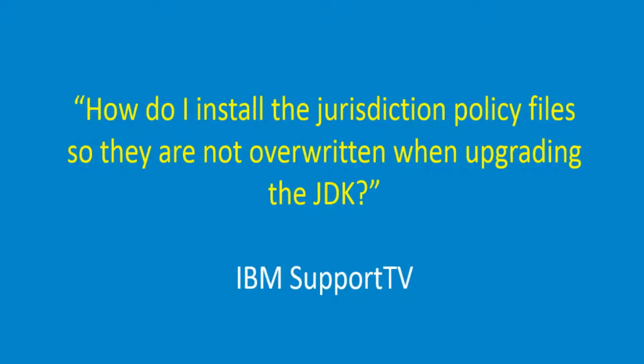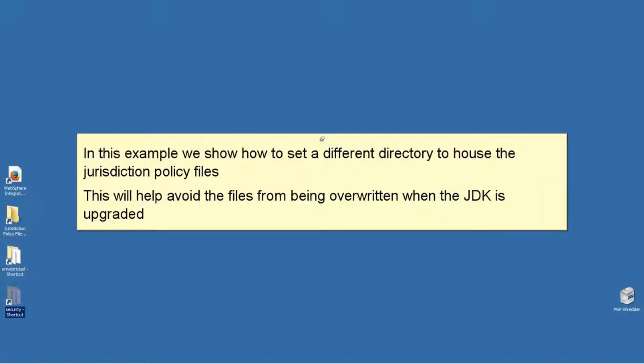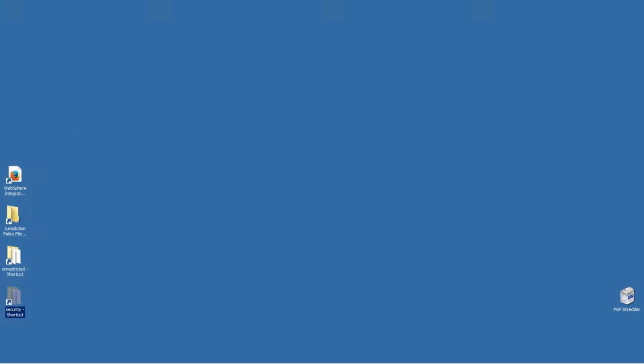How do I install the jurisdiction policy files so they are not overwritten when upgrading the JDK? In this example, we show how to set a different directory to house the jurisdiction policy files. This will help avoid the files from being overwritten when the JDK is upgraded.